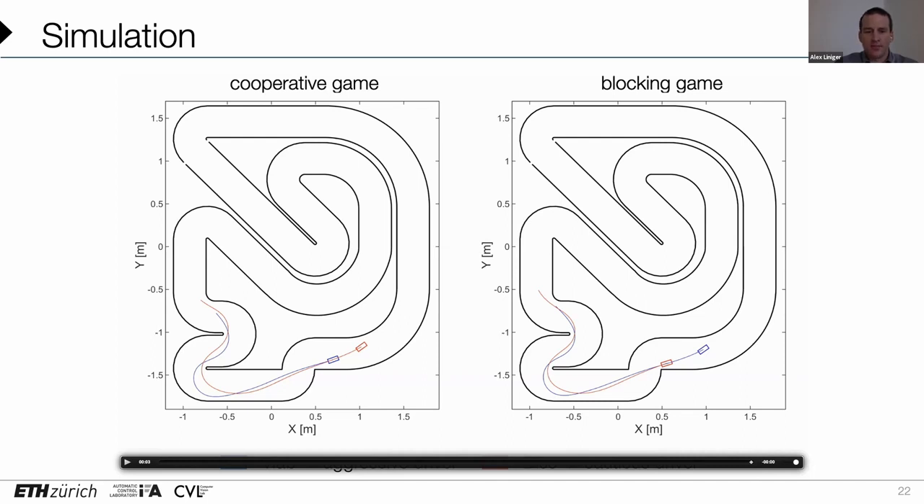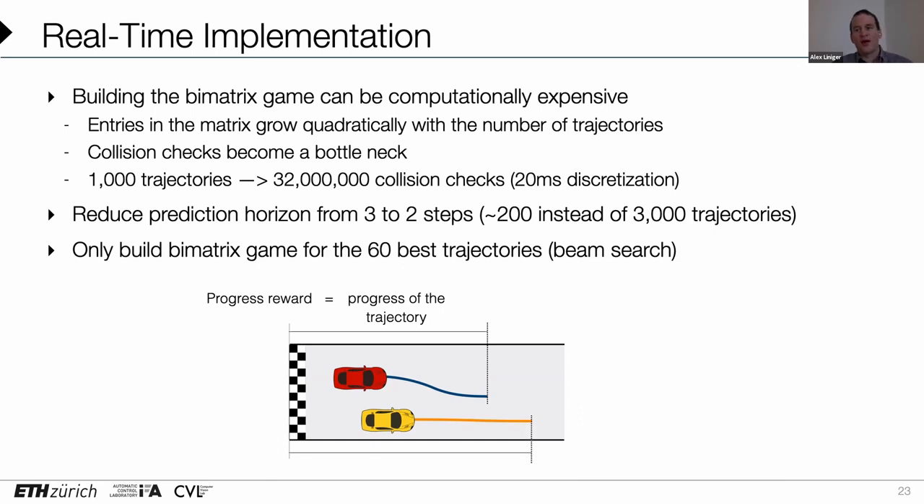Okay, so now to finish, I want to show you some real-time physical implementations. But for this, we had to solve some challenges. The problem is that building and solving the bimatrix game becomes extremely challenging from a computational side, as the entries in the matrix grow quadratically. And mainly the collision checks become an issue, as if you have 1,000 trajectories each, this means 1,000,000 trajectory pairs which you have to check. And if you use even a reasonable discretization time for the collision checks, this ends up with 32 million collision checks.